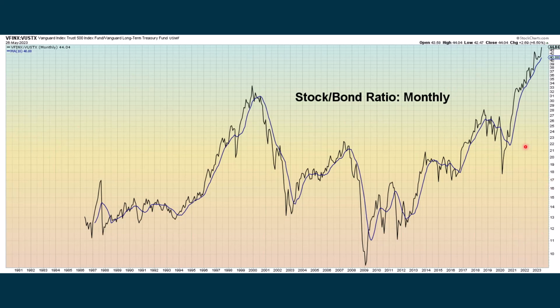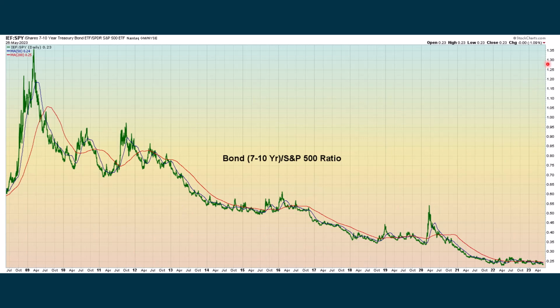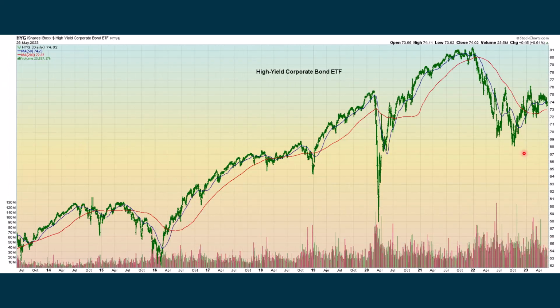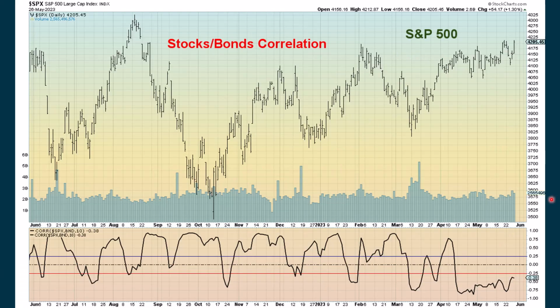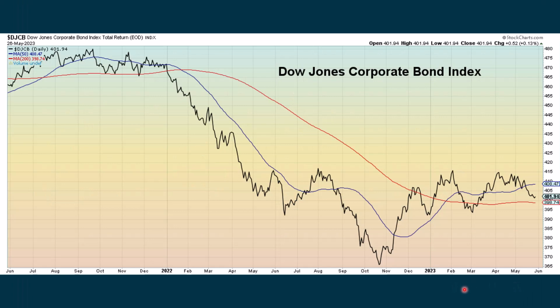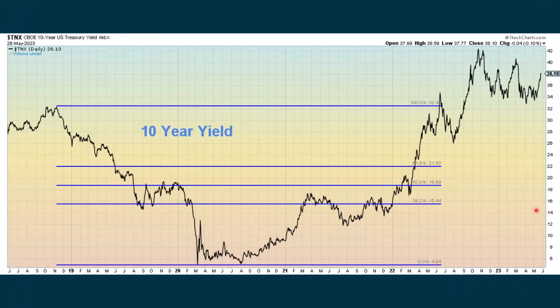The stock to bond ratio on the monthly chart shows that stocks are really outperforming bonds, and bonds are underperforming stocks. The high yield corporate bond ETF, you might know this as junk bonds, it's in an overall uptrend as well, and the investment grade bonds have seen some recent weakness. The stock to bond correlation shows that they're having a slight tendency to go in opposite directions currently. The Dow Jones Corporate Bond Index in an overall uptrend, but showing some weakness.